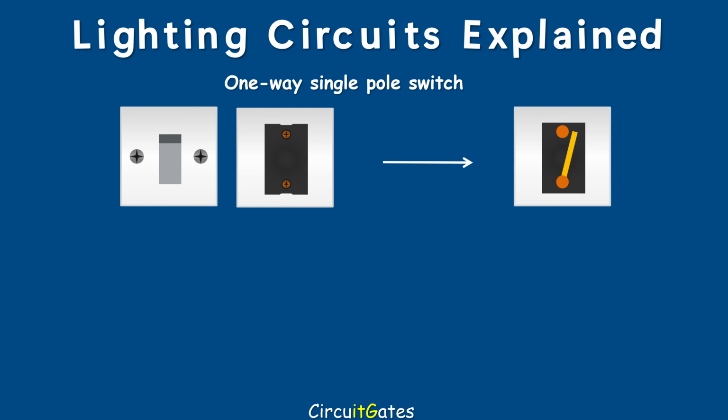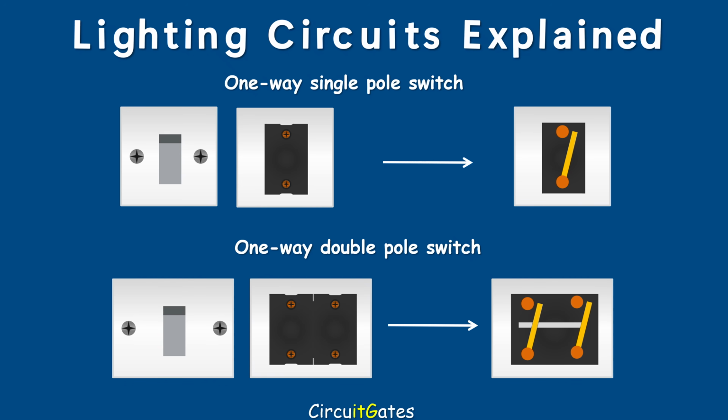The term pole is usually associated with how many electrical contacts the one-way switch, the two-way switch, and the intermediate switch have. For example, this one-way switch is a single pole switch because when operated, only one contact is opened or closed. Another one-way switch here is a double pole switch because when operated, its two contacts are opened or closed at the same time.